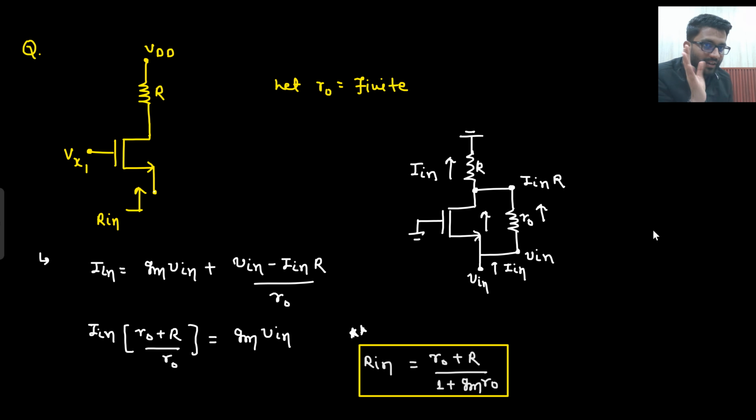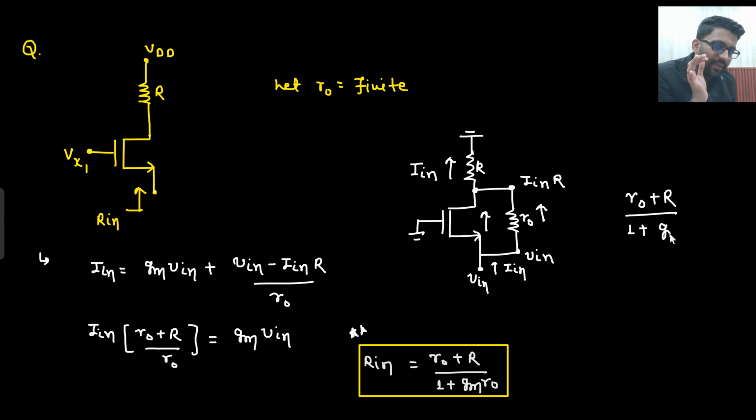This is just a way of remembering it. This is not any intuition, nothing like that. Just a way of remembering I am telling. So looking from here, what do you see? These two resistances, just assume them in series, R naught plus R divided by something.